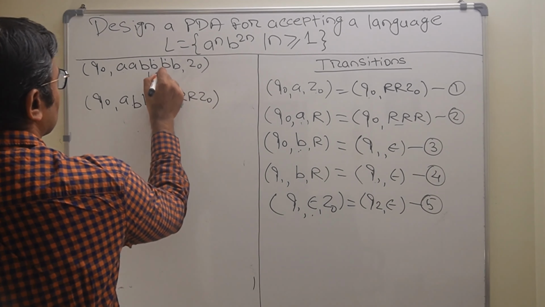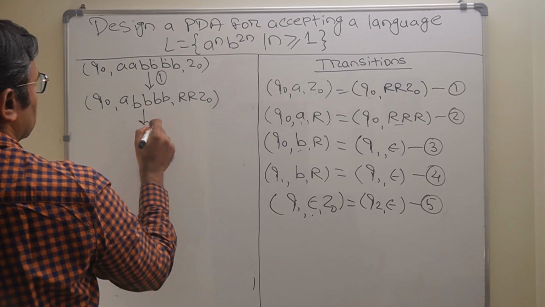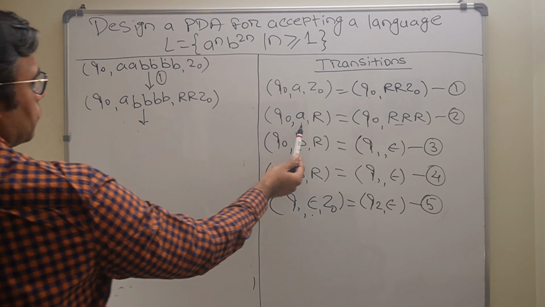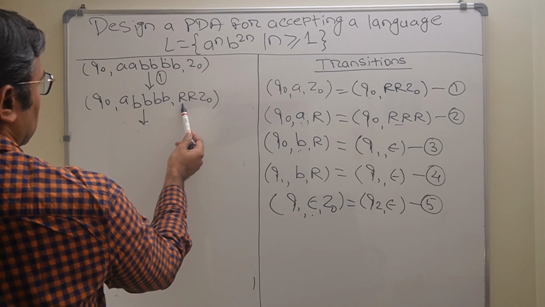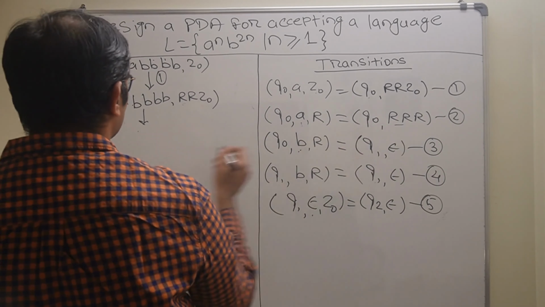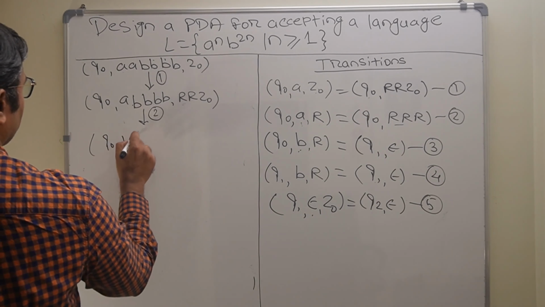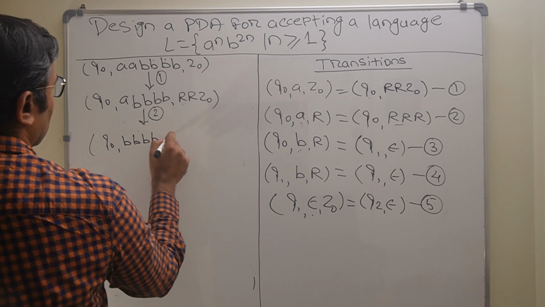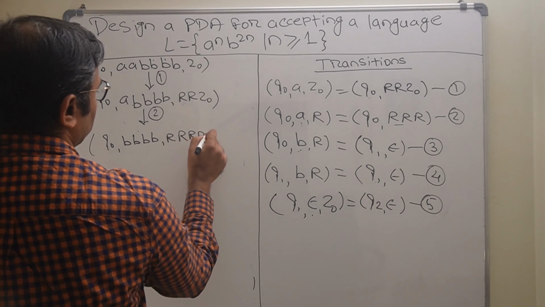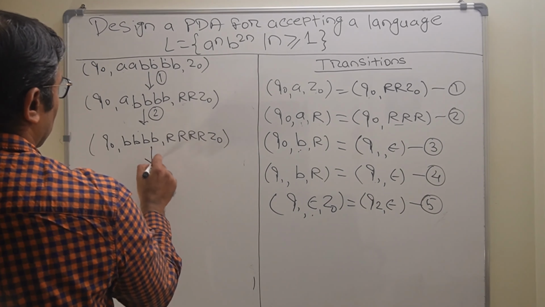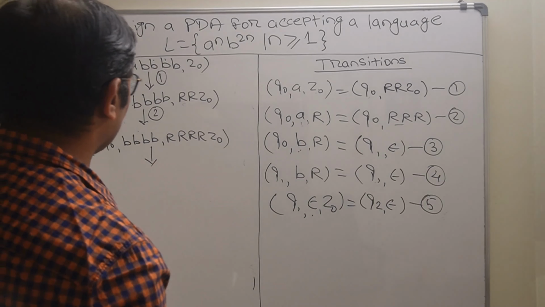So this is rule number 1. Then Q0 is the state, input symbol is A, stack top is R here. So we will apply rule number 2. It will be Q0, 4 times B, then 4 times R, R Z0. Previous 2 symbols and next 2 symbols, so that's why 4 times R.